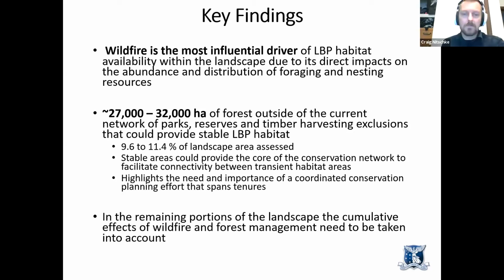Our results highlight that we need to think about coordinated conservation planning. So we do need to be thinking about how we connect these core stable areas, and how we maintain and manage them to help balance that fluctuation of the more transient habitat. Our results also indicated that in the remaining parts of the landscape where this transient habitat occurs, we have to be thinking about wildfire and forest management together. We did find a cumulative effect, in particular of wildfire and timber harvesting. And after a certain amount of timber harvesting, you started to have some negative effects on the habitat at a landscape scale.